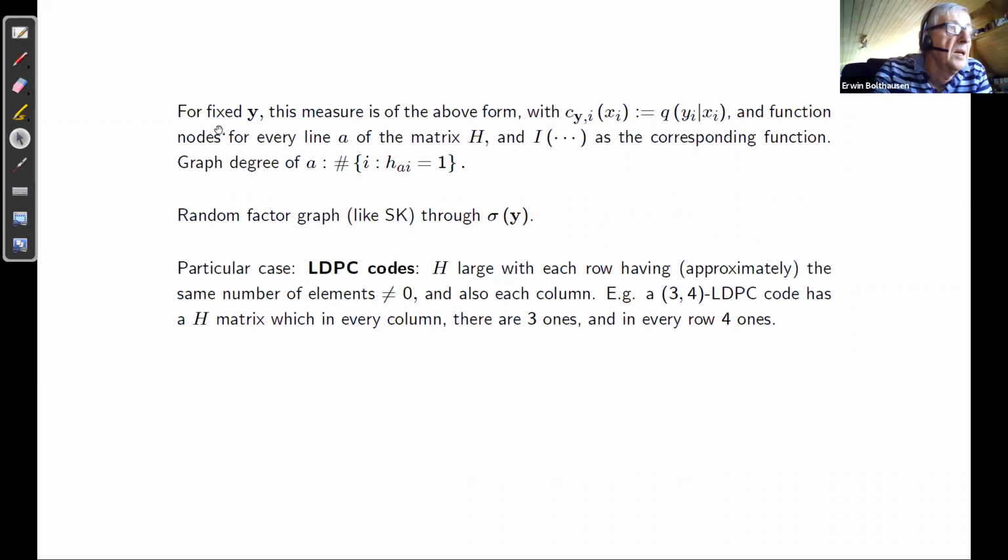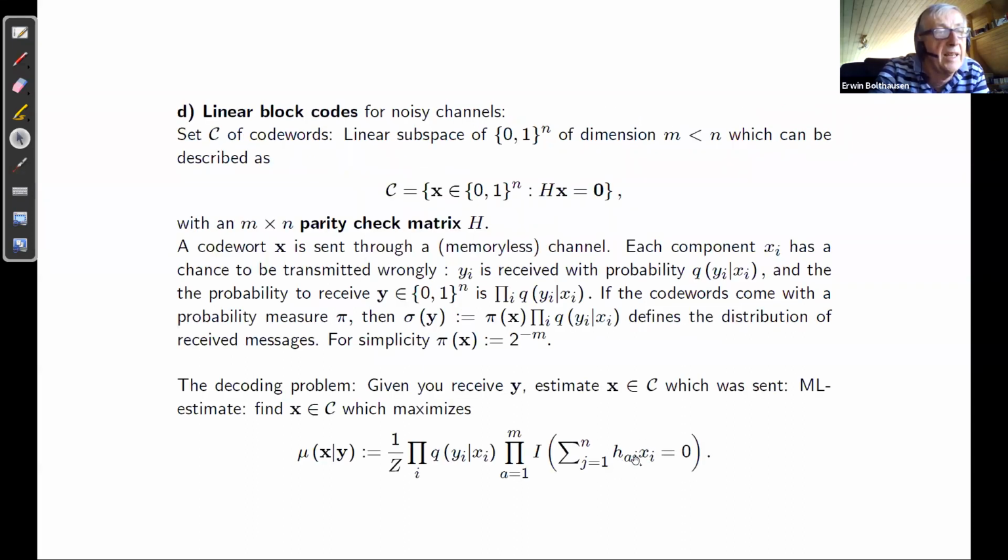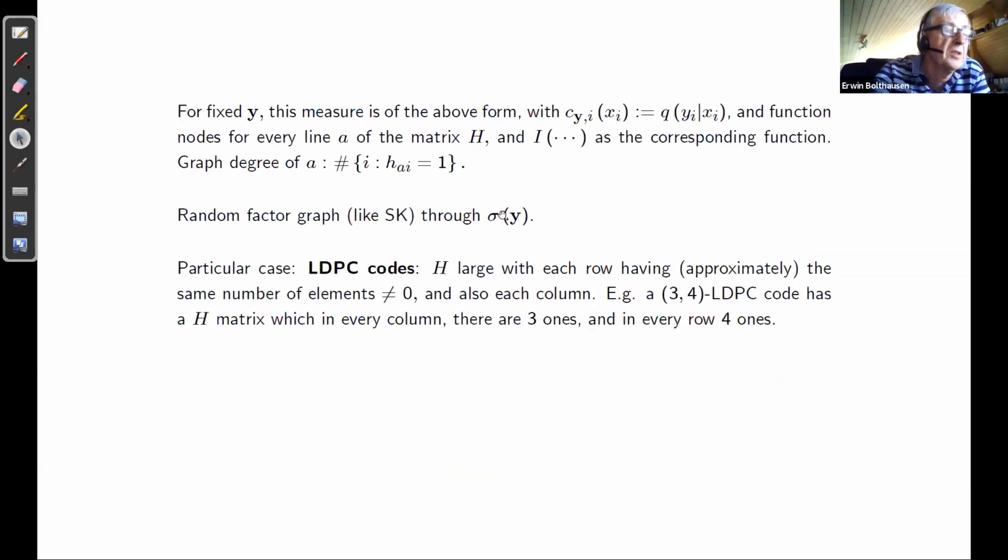Now, you see that in this case it's more complicated than having pair interactions. You can take as the function nodes the indices for the rows of the parity check matrix, and the degree of a function node is given by the i's which have a coefficient equal to 1 in this row, because you are just summing the xi's over the entries of H which are 1. So this fits perfectly into our factor graph model here.